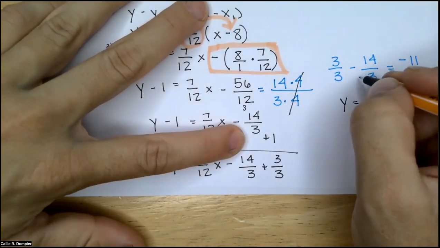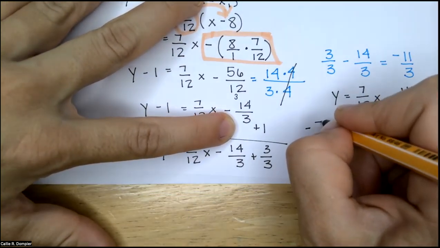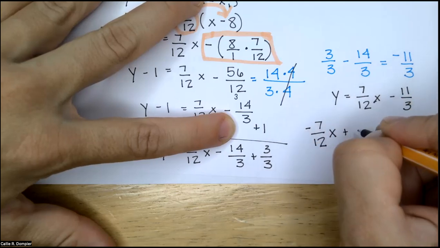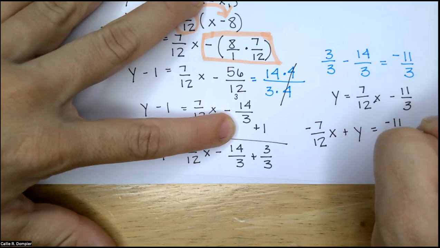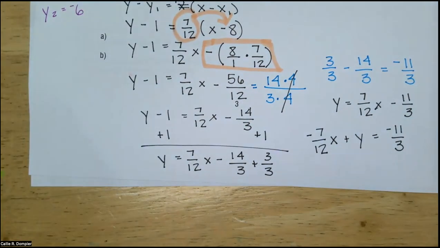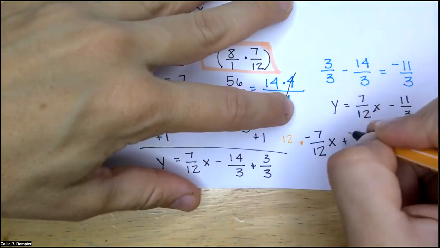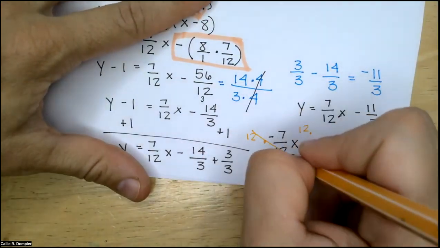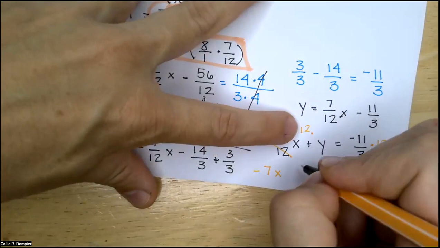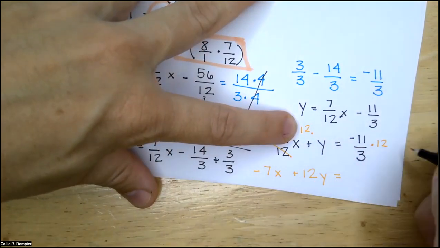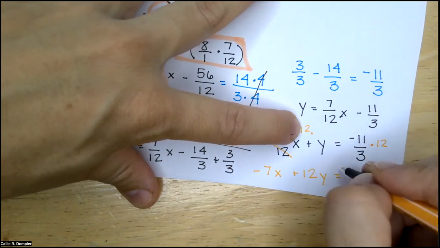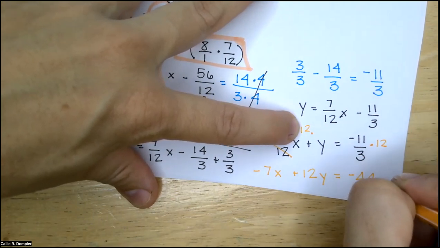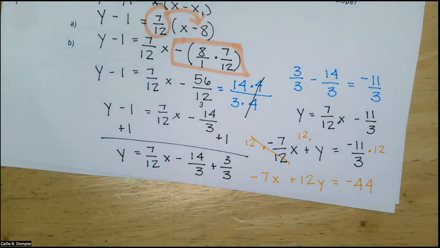And in the standard form, again, we're going to move the 7/12 over. So it's -7/12 x plus y equals -11 thirds. Multiply everything by 12, right? Good. Those cancel, and I get -7x plus 12y equals 12 divided by 3 is 4, and -11 times 4 is -44. Okay. Again, you can check, you can put that into your graphing calculator, and you should get the same answer. Good.